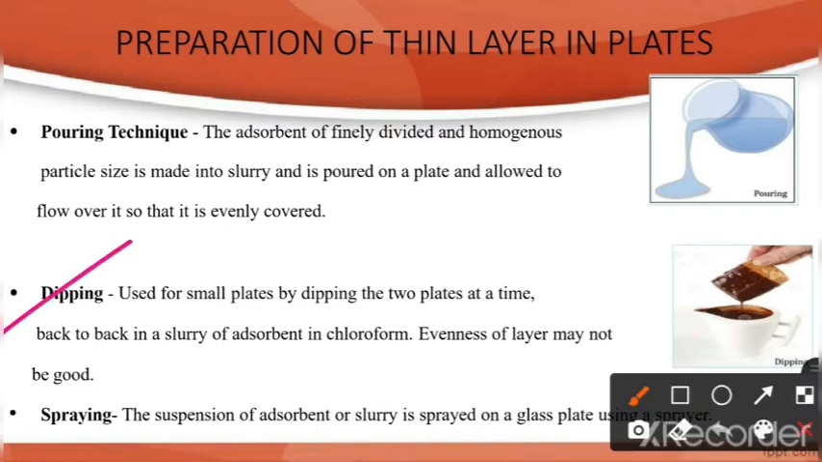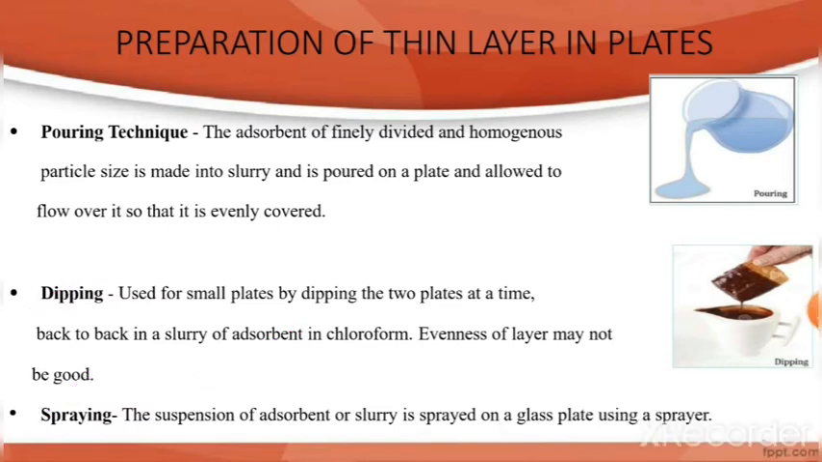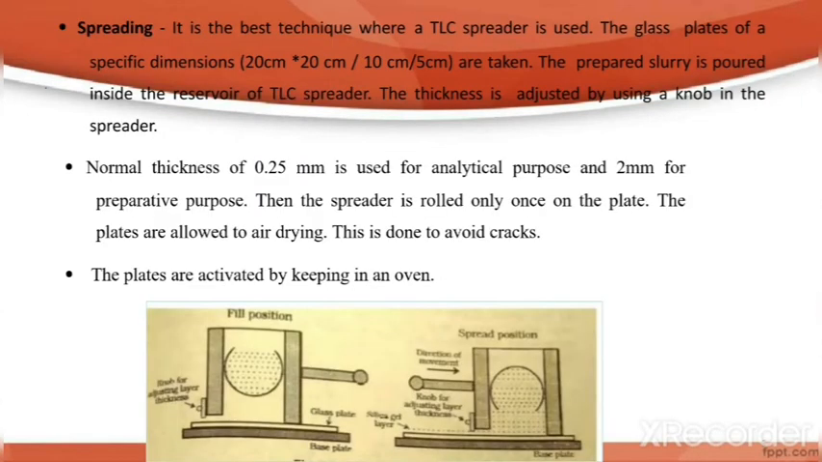Next technique is dipping. Here it is used for small plates, dipping two plates at a time back to back in a slurry of adsorbent in chloroform. The evenness of the layer may not be good. Third one, spraying. The suspension of adsorbent or slurry is sprayed on a glass plate using a sprayer. So the third one is very simple, but mostly the pouring technique is used everywhere.